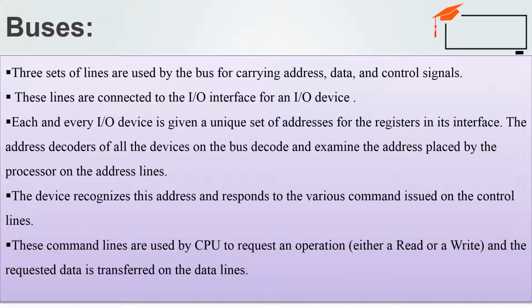The address decoders of all the devices on the bus decode and examine the address placed by the processor on the address lines. The device recognizes this address and responds to the various commands issued on the control lines. These command lines are used by the CPU to request an operation, either a read or a write, and the requested data is transferred on the data lines.